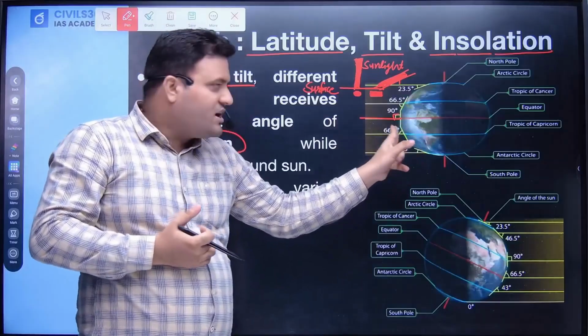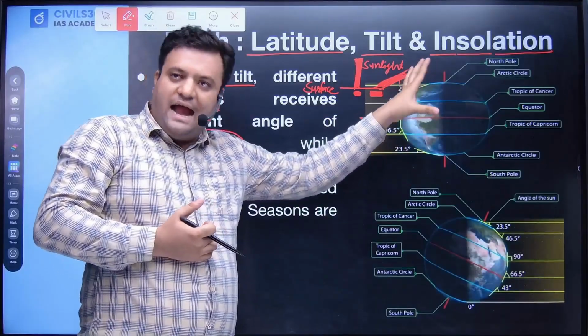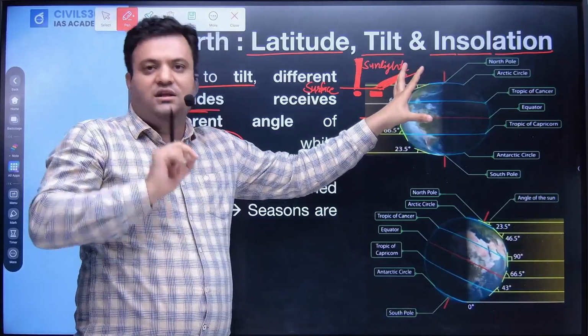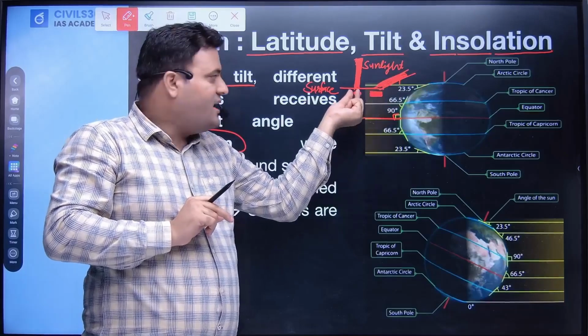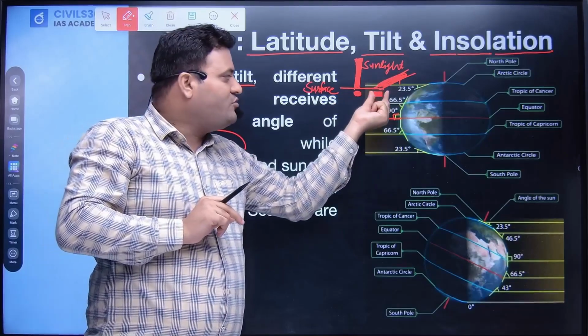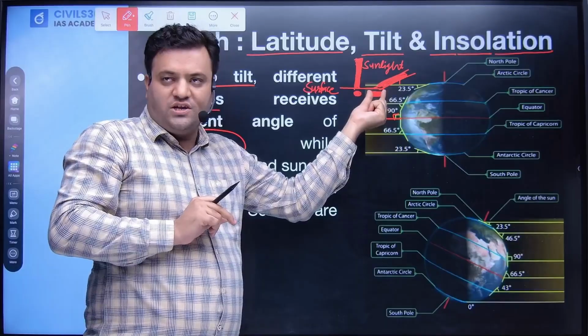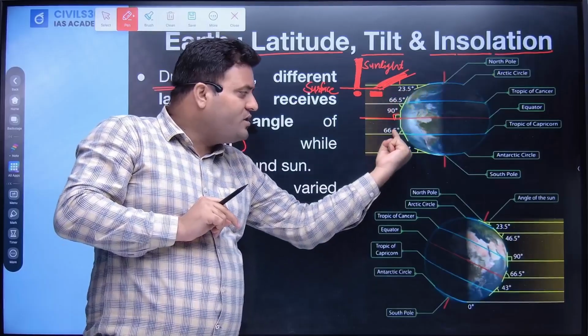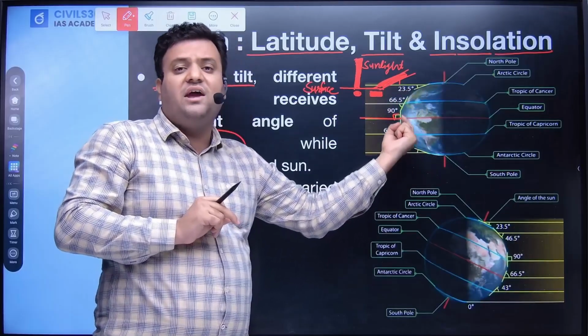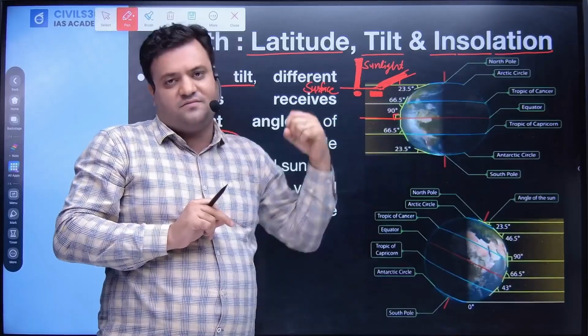It's because of the curvature of our Earth, and latitude and tilt, that some of the latitudes are going to receive this kind of insolation, and some of the latitudes are going to receive that kind of insolation. It is not because of the sun, it is because of the curvature, the shape, the irregularity of our Earth's surface.